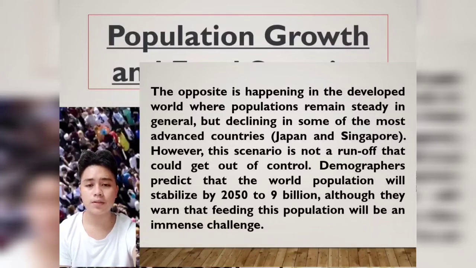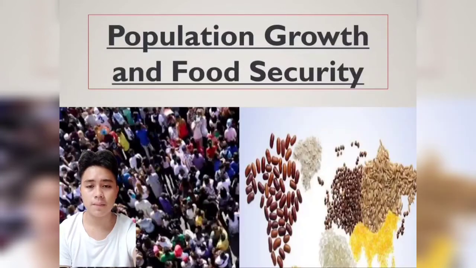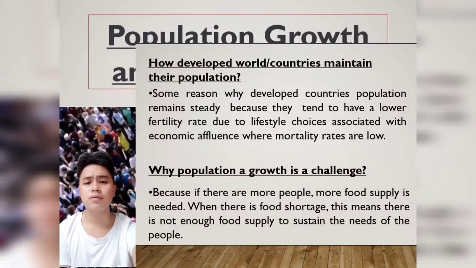Demographers predict that the world population will stabilize by 2050 at 9 billion, although they warn that feeding this population will be an immense challenge. So, how do developed countries maintain their population? Some reason that developed countries' population remains steady because they tend to have a lower fertility rate due to lifestyle choices associated with economic affluence, where mortality rates are low.